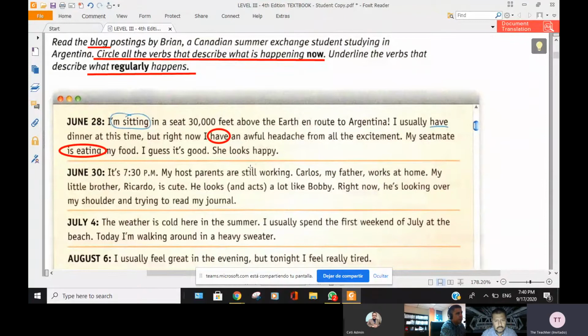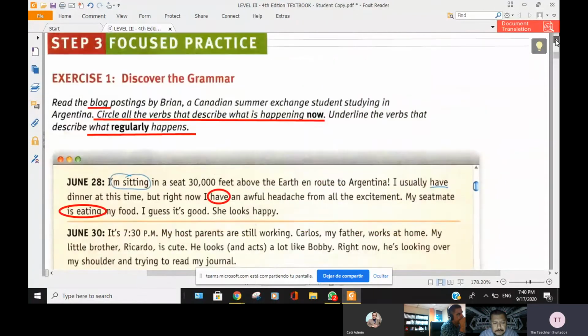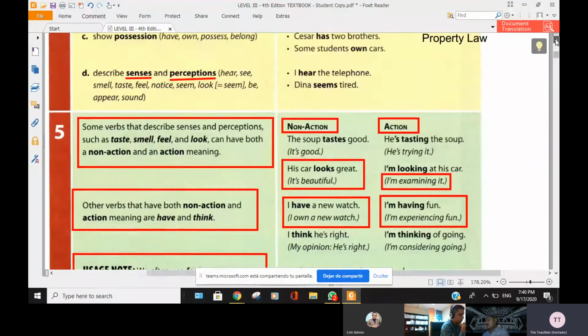The best way to explain it is that when you are eating something, it is action, and action verbs are conjugated in the simple present. So, in this case, his seatmate is eating his food, and he has an awful headache. Awful is terrible. A headache is dolor de cabeza. And so he says, I have an awful headache. Technically, have is a non-action verb that describes possession. It's one of these right here.